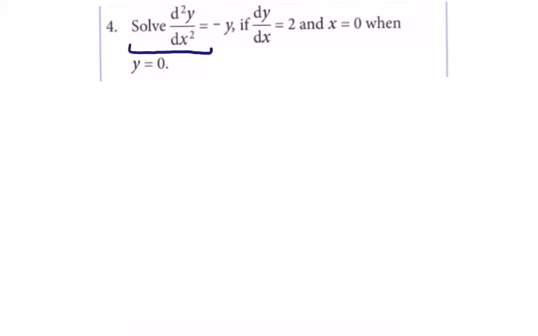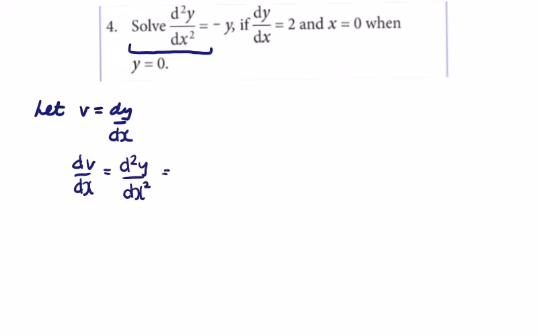In this question, it's in terms of dy/dx. So let v equal dy/dx. dv/dx is the second derivative, d²y/dx², which we're given in the question. And we also know that dv/dx, by the chain rule, is dy/dx times dv/dy.